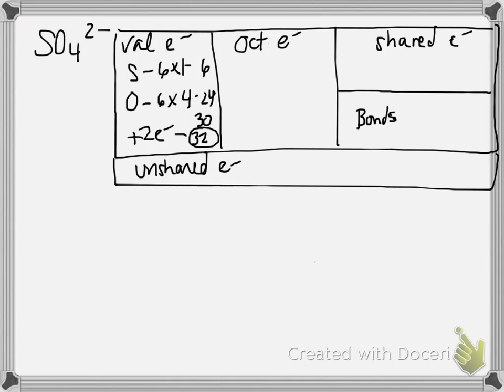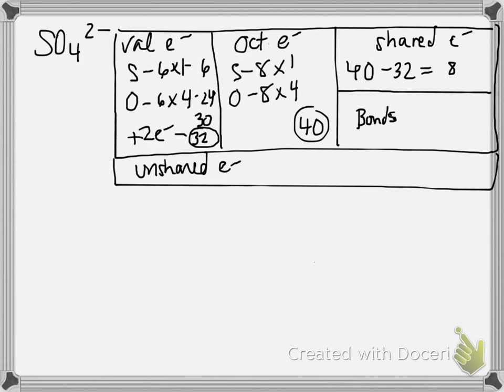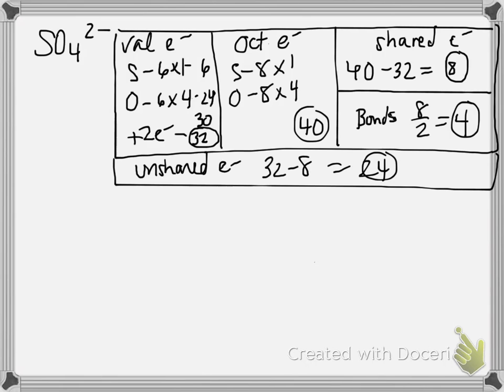Now in terms of octet, if everything was satisfied, everything here would like to have 8 electrons, so we would have a total of 40. Since 40 would be fully satisfied and we have 32, they'll be sharing 8, and 8 divided by 2 means we will see 4 bonds. If they have 32 and they're sharing 8 of those, that means there will be 24 unshared electrons.